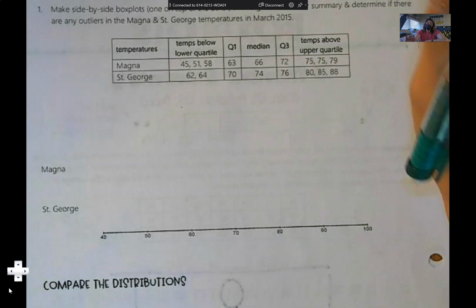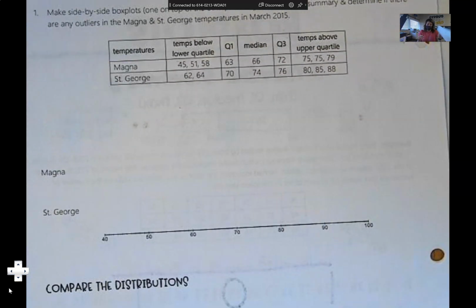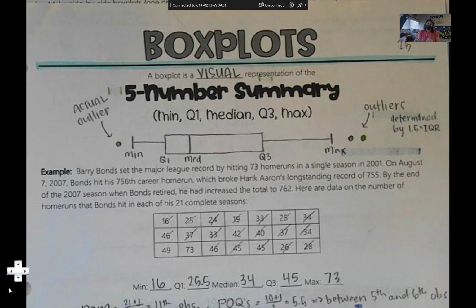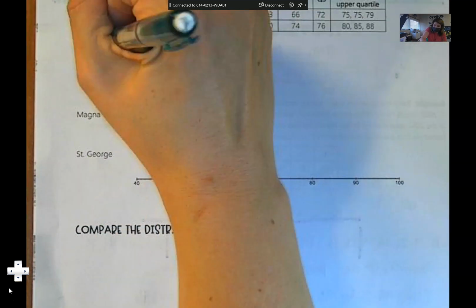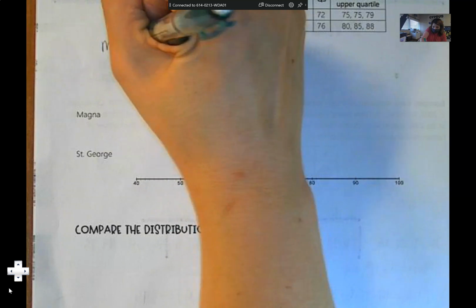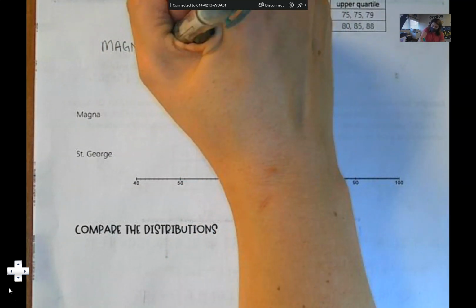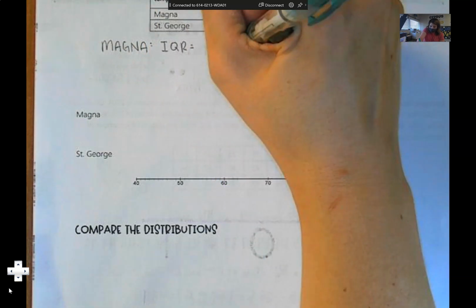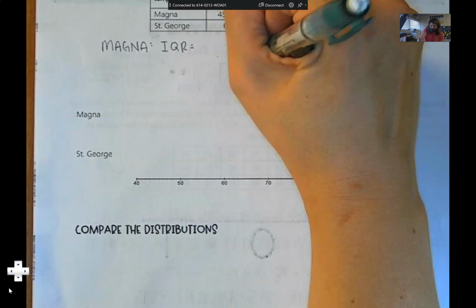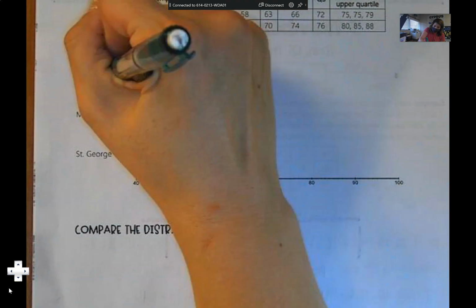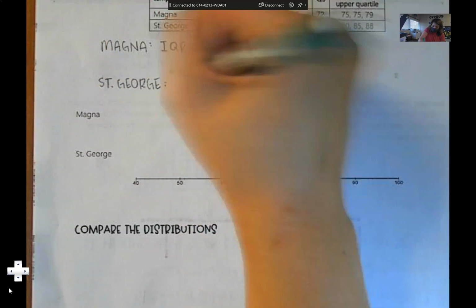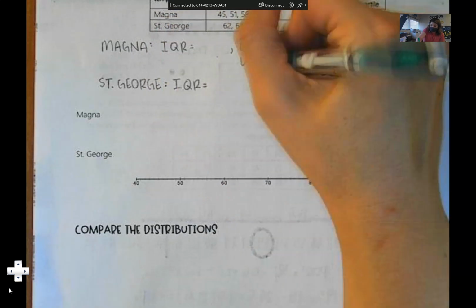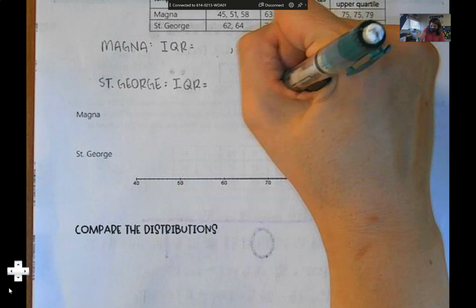What is the only thing we don't know that's important to a box plot? Outliers. So you need to decide for each city if there are outliers. So for Magna, you need to find the IQR, then the lower bound and the upper bound. Then for St. George, you do the same thing. You find your IQR, and then use that to find your lower bound and your upper bound.